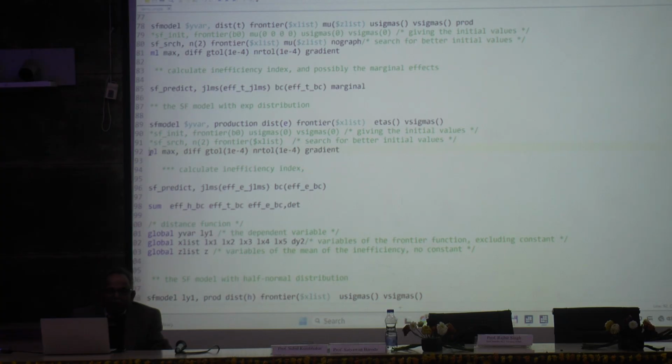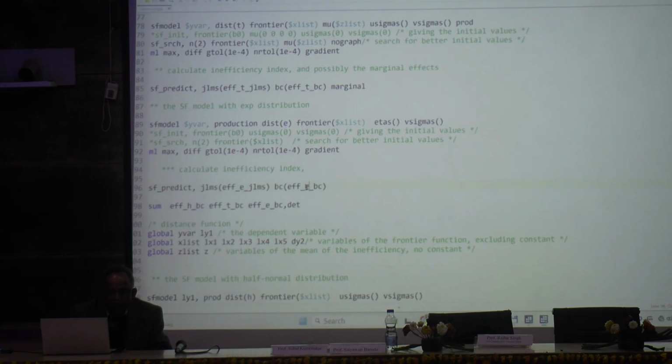Okay. So then again, you calculate efficiency or inefficiency. Now here the commands are exactly the same. So if you look at line 96, JLMS is the estimate of U, and then inside the parenthesis is the name that you are giving. I think it should not be efficiency. You might just say inefficiency, but it's up to you. And then the second one is like the Battese-Coelli, so that's efficiency.